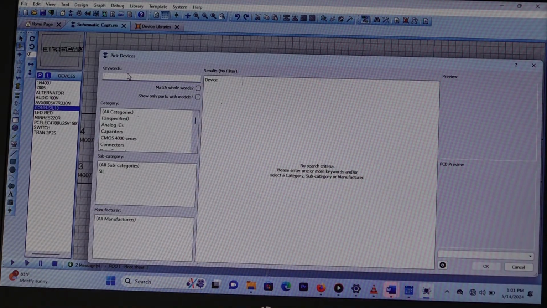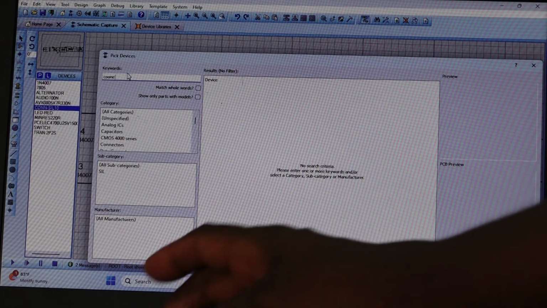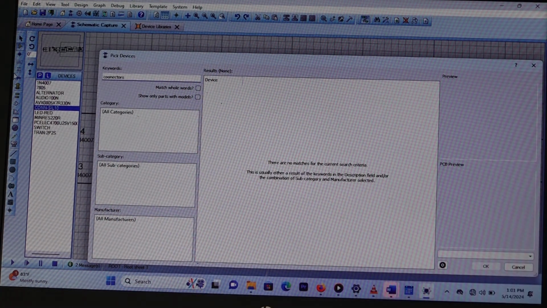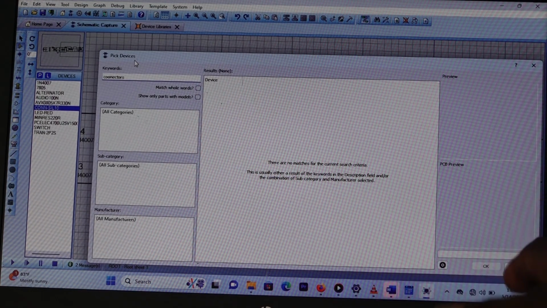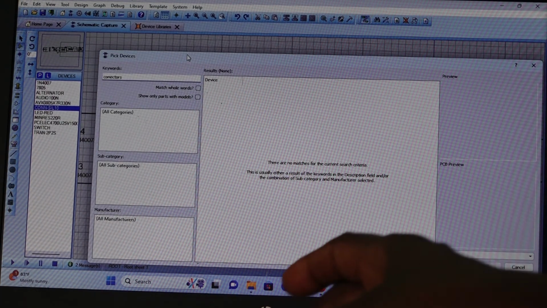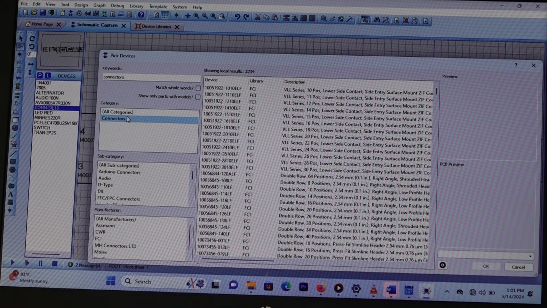I said, go to the library, write connectors. Once you write connectors, I made a mistake, I used double O. Write connectors. Connectors. In category, choose connectors.